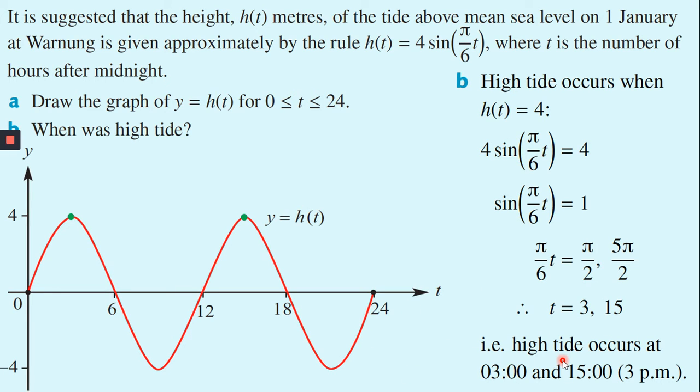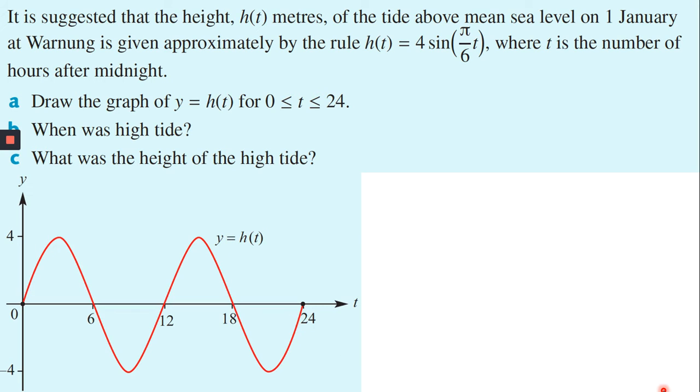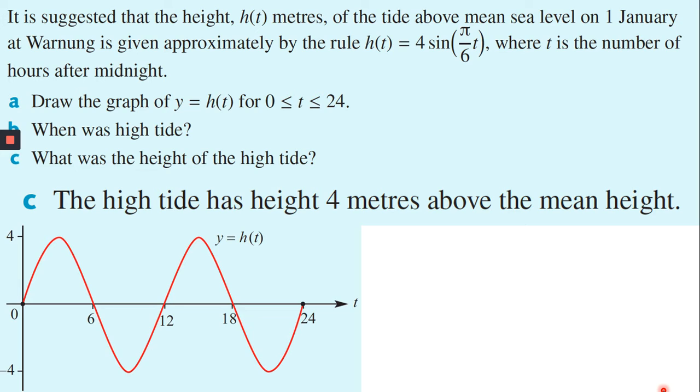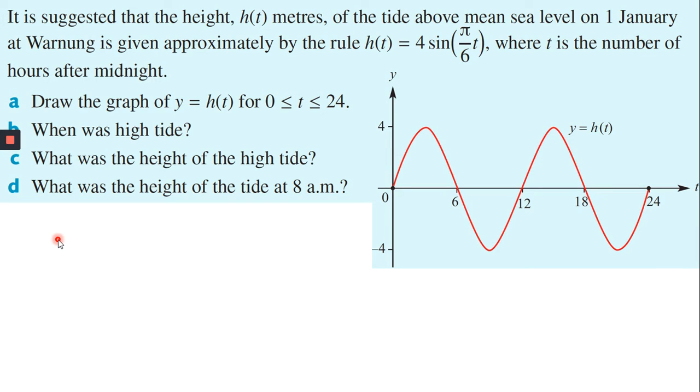Just take care, because if you are a fisherman, you need to use the 24-hour clock, so 0300 hours and 1500 hours. So just take care the way you write the answer. And it's 3 a.m. and 3 p.m., isn't it? What was the height of the high tide? Well, that should just be a free mark for you, shouldn't it, really? It's just the amplitude. 4 meters above mean height, so 4 meters.